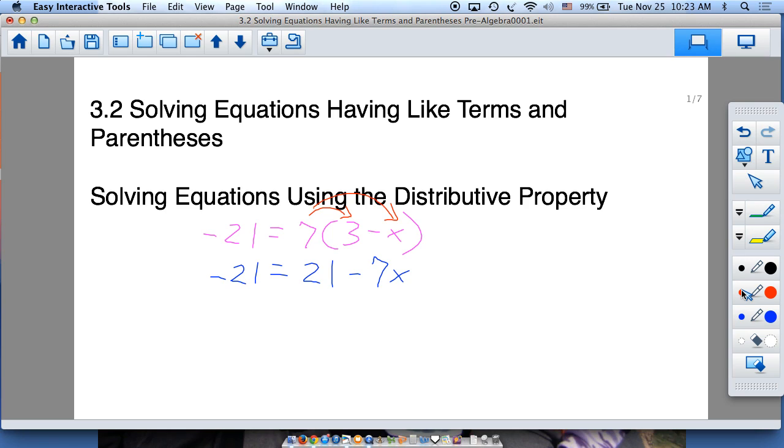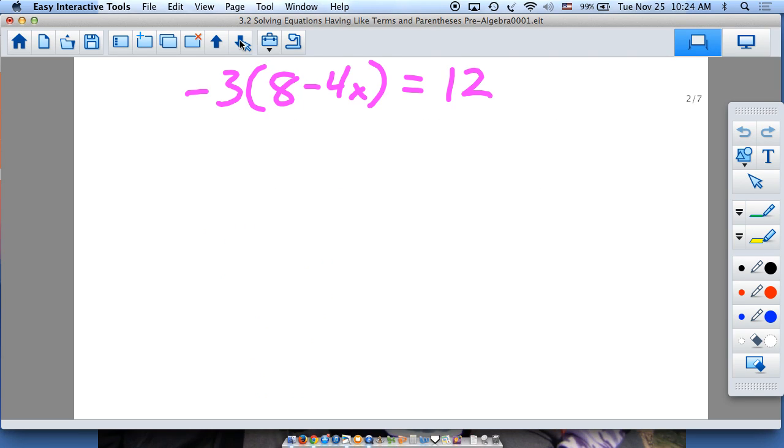Just like previous lessons, we're going to subtract 21 from both sides. That leaves me with a negative 42 on the left side equals a negative 7x. Now we must divide both sides by a negative 7. And x is going to equal a positive 6 because a negative 42 divided by negative 7 equals a positive 6. You try this one. Come back and see if you get it right.